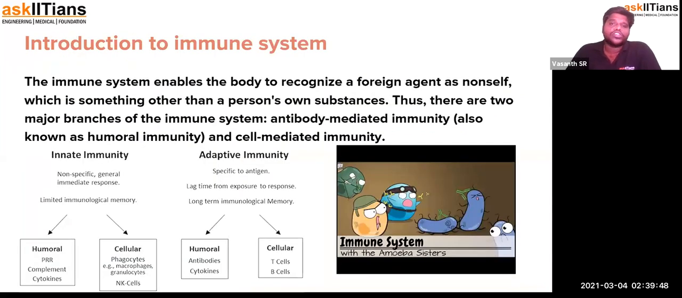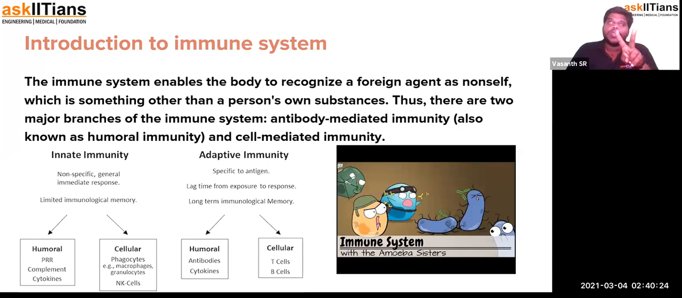So we are going to have an introduction to the immune system. So what is the immune system? Any foreign agent that enters into our body, anything that doesn't belong to our body, when opposition is generated or shown against things that don't belong to your body and have entered into your body, that is actually called the immune system. That is the function of the immune system. It opposes the foreign agent and its effect.